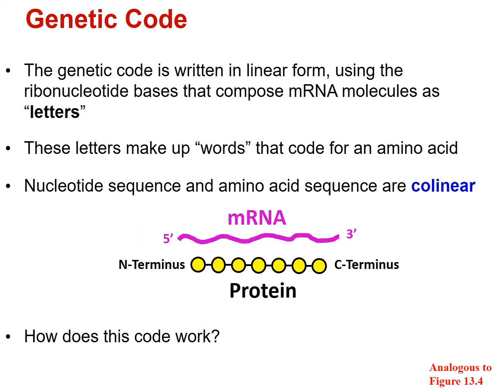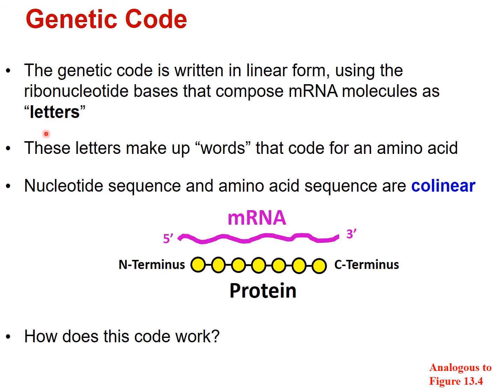Okay, so the genetic code is another hugely important piece of translation, and we're going to talk about this in detail. So the genetic code is written in a linear form using ribonucleotide bases that are in the messenger RNA. So the bases, the G's, A's, U's, and C's are the letters.